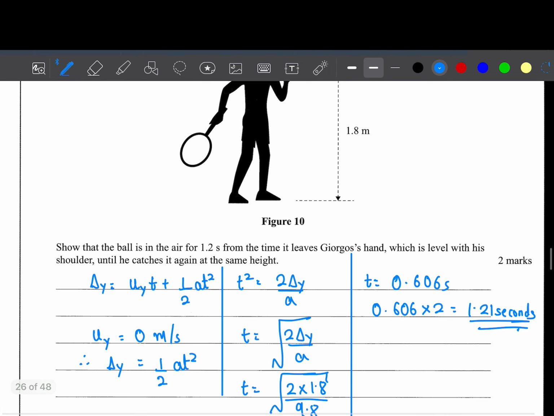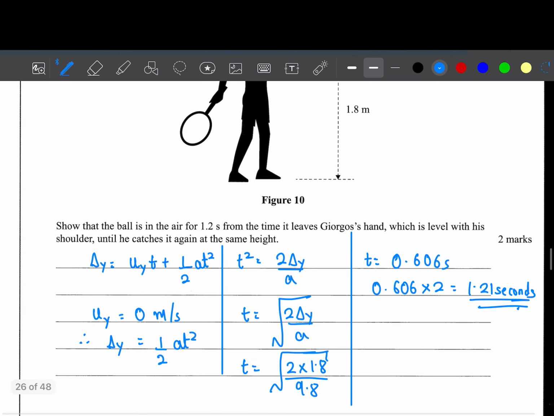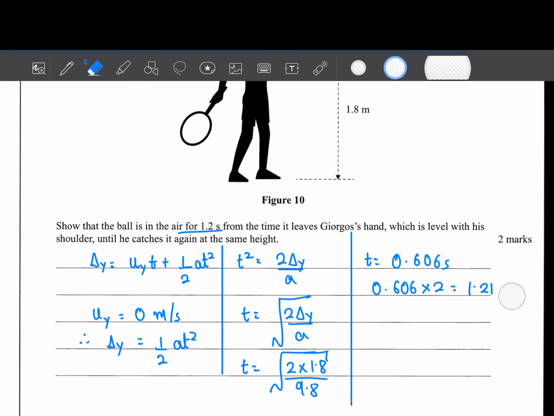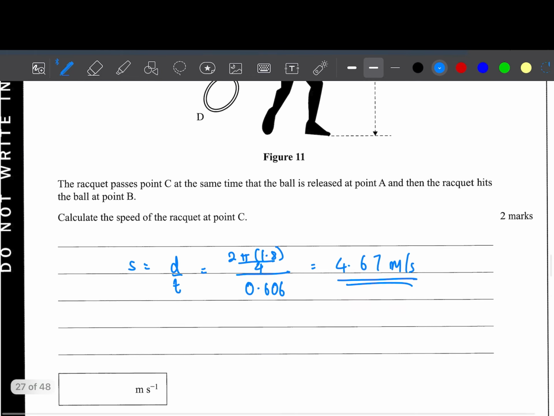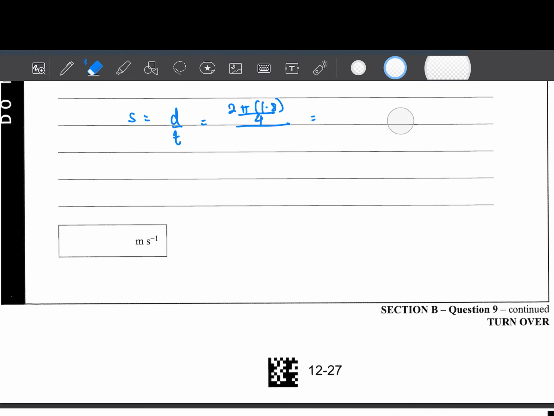Interesting. Wait, so they said that we have to show that the ball is in the air for 1.2 seconds. So do we just assume that it's 0.6 and not 0.606? 1.1 seconds is almost equal to 1.2 seconds. So do I assume that t is going to be 0.6, or do I take in the actual value? Well, they say that it's going to be 1.2. Maybe I'll just take 0.6 and not the actual value, I guess.